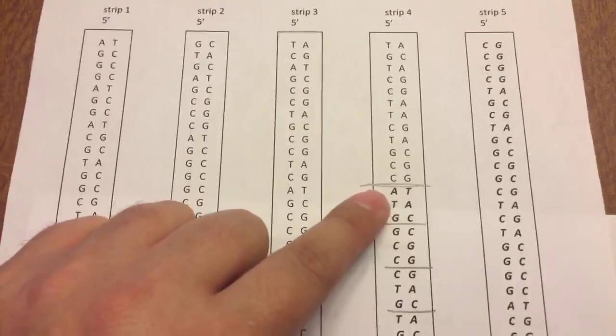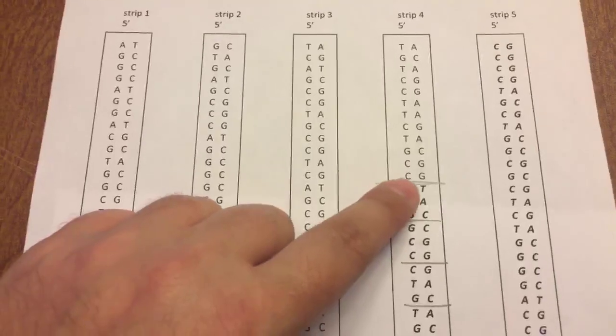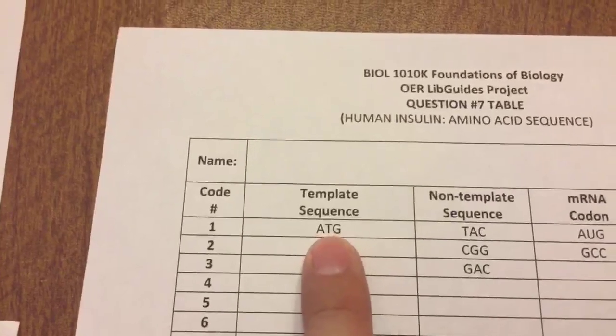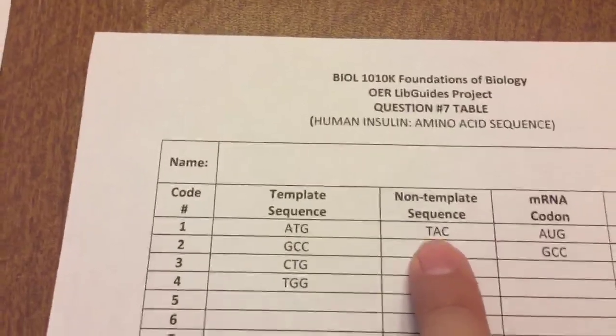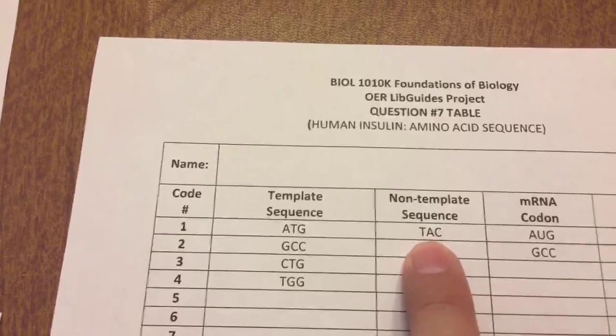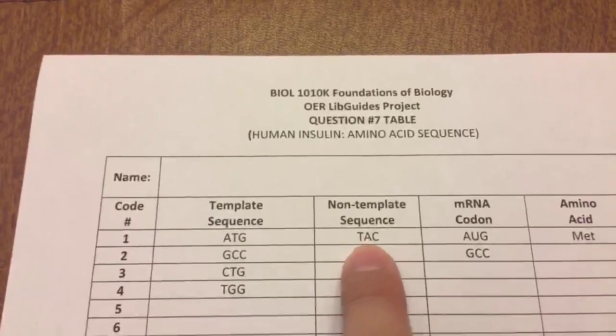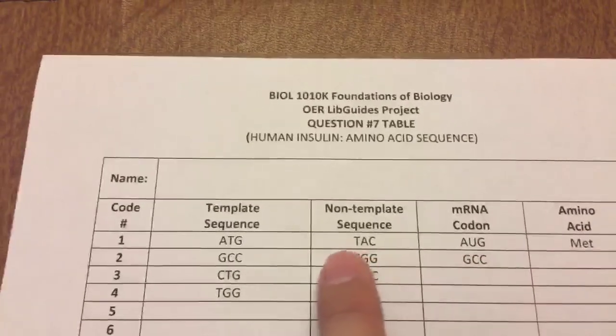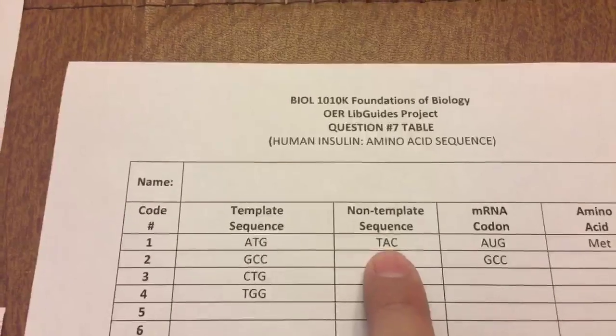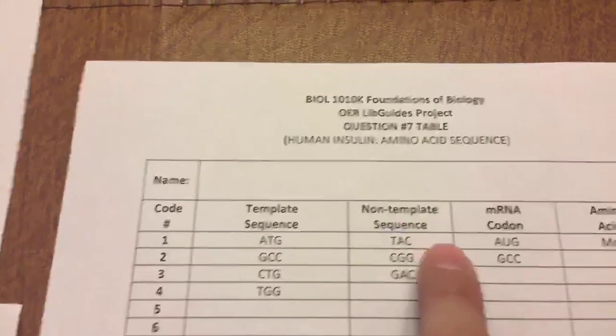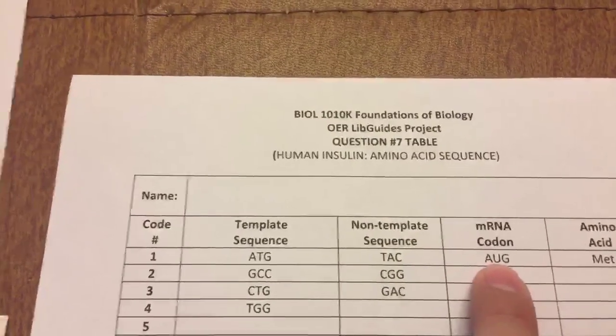So if we take the first one here, we have ATG and TAC. And those on the table I've given you, I've already filled it in. You can see ATG and TAC. If you then use your base pairing rules to go from DNA to RNA, T is with A, A is with U, and C with G, you get AUG, which I've done here. And I went ahead and did the second one for you, GCC.